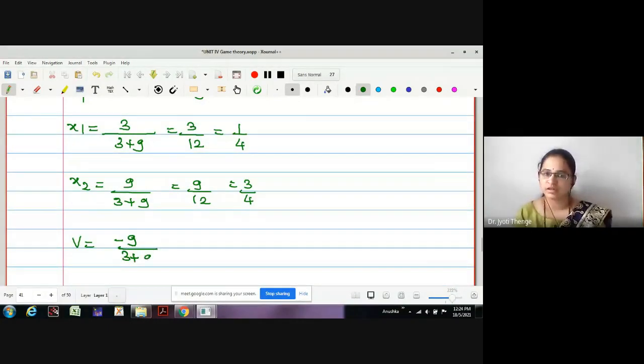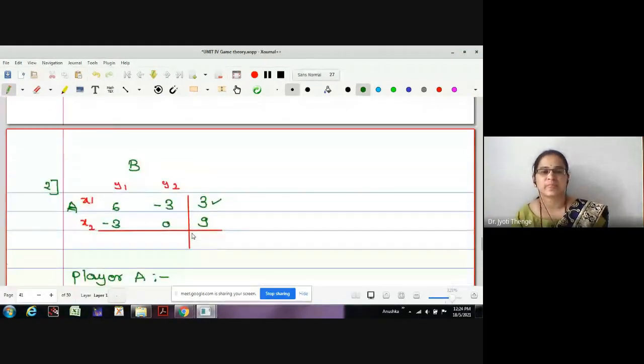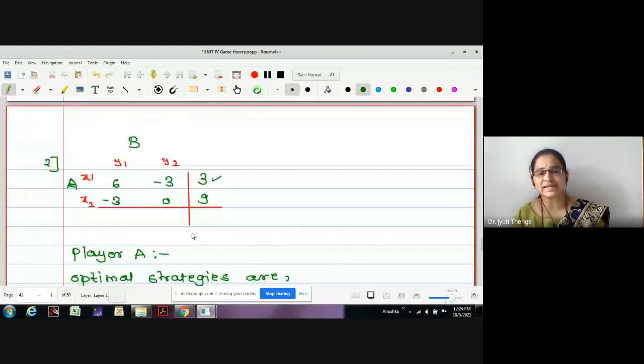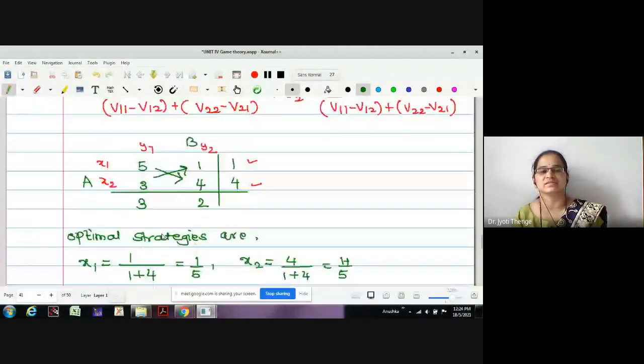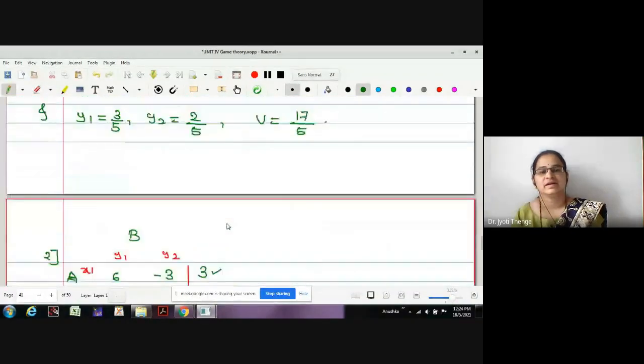Minus 9 upon 3 plus 9. Therefore, this is minus 9 upon 12. Therefore, minus 3 by 4. Is that okay? It's a very simple trick actually. And this trick was just derived from these formulas. Right? Okay?